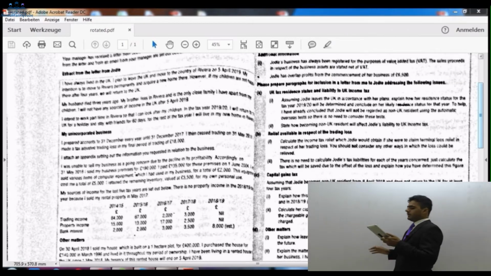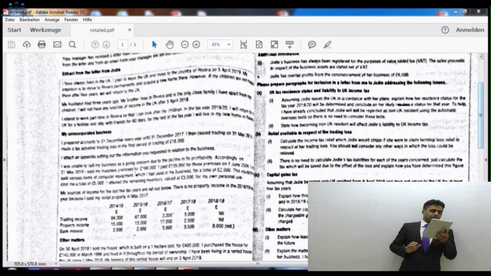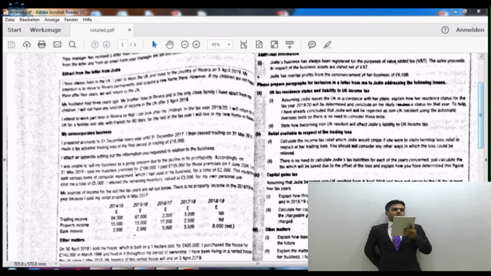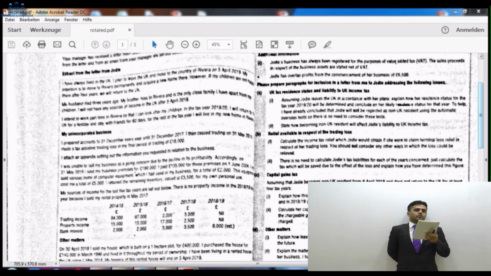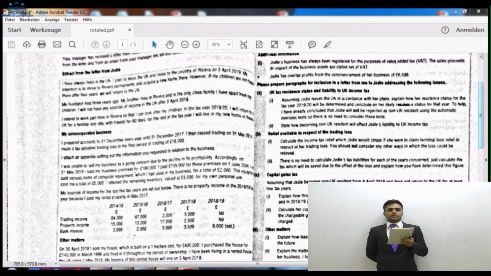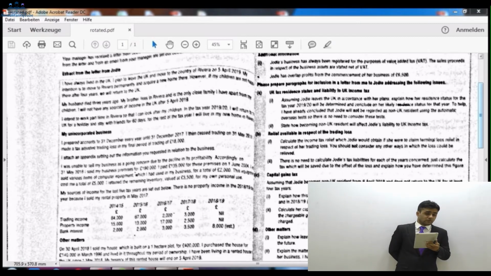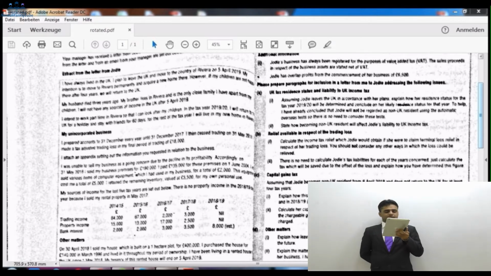And in the question, which was part A2, it said: state how becoming a non-UK resident will affect Jodi's liability to UK income tax. Now, because she is non-UK resident, she will only have to pay UK income tax if she has any income within the UK. If she has any income within the UK, she will have to pay UK tax. On overseas income, she does not have to pay UK tax. Right, so that was the UK resident status and the liability to UK income tax.